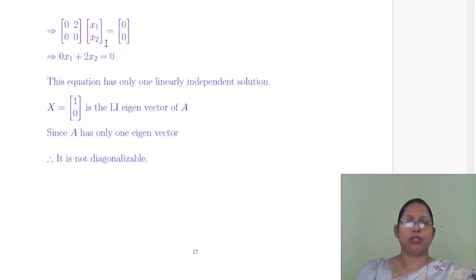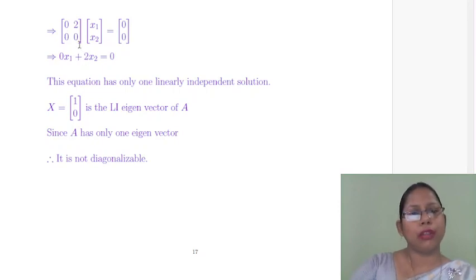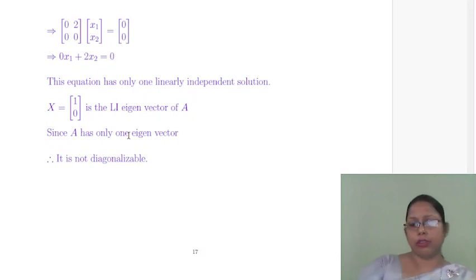Again, this is a homogeneous linear equation. Solve this homogeneous equation. Here rank is 1 and number of equations is 2. So the system of equations is consistent and has infinitely many solutions. There is 2 minus 1 equal to 1 linearly independent solution. From this equation, I am getting x2 equal to 0, and x1 can be put as any value, 1. So x equal to (1, 0) is the linearly independent eigenvector of A. Since we are not getting two different linearly independent eigenvectors for A, A is not diagonalizable.